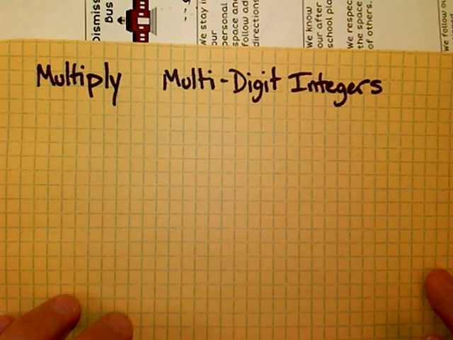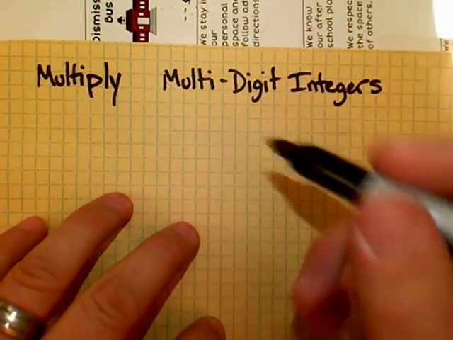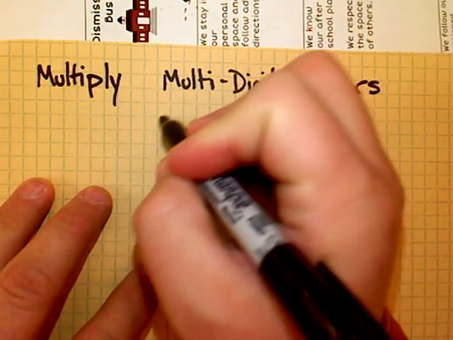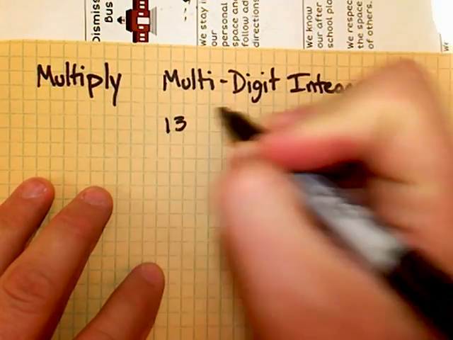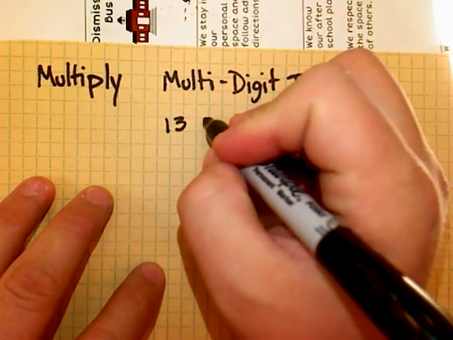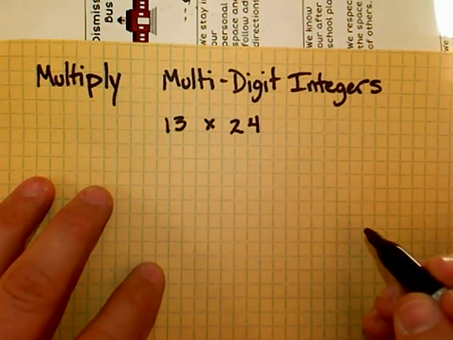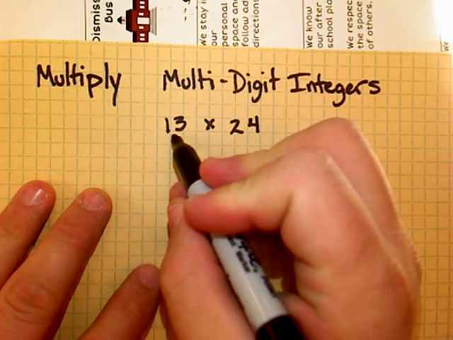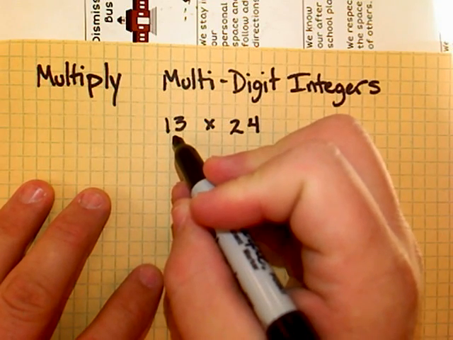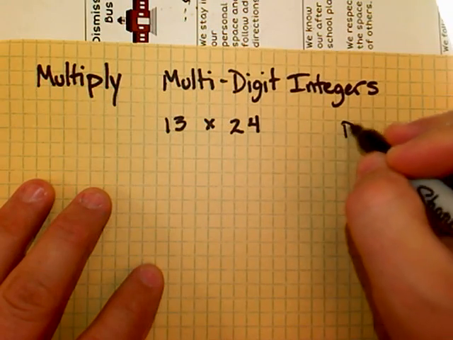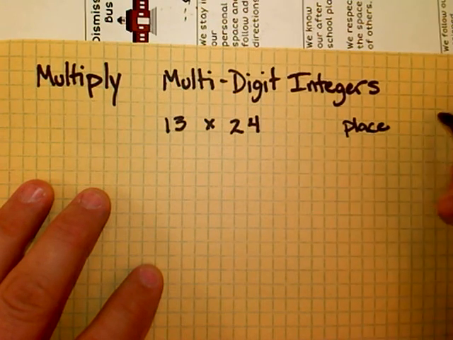So we're going to look at how to multiply with multi-digit integers. And to do that, we're going to take two numbers, let's say 13, and we're going to multiply that by 24. So the first thing I want to do is break this 13 up, and I'm going to break it up based on place value.